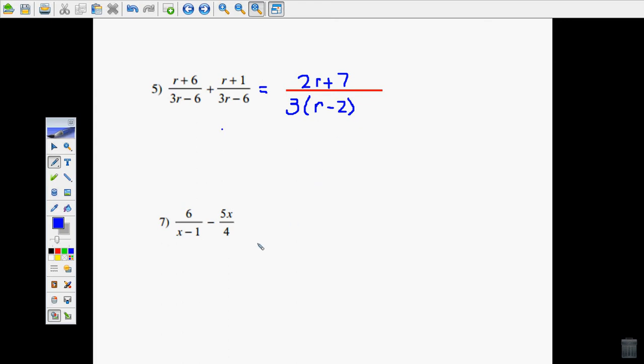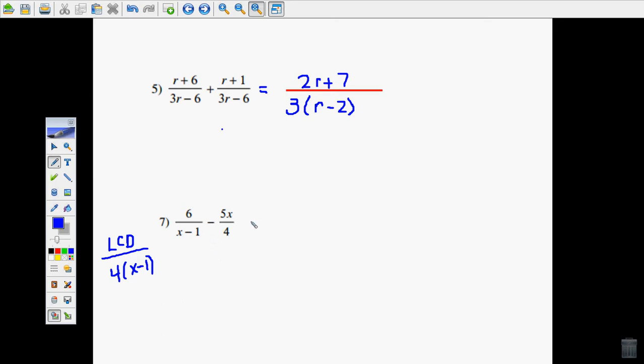All right, now we go down here to number 7, and two things are happening here. Number 1, this is now a subtraction problem, and also the denominators are different. So when we have different denominators, we need to come up with the least common denominator, LCD. It's kind of like making a combination of the denominators. In this case, because one denominator is x minus 1, we need that included in our denominator. And then the other one is a 4, so we're going to go 4 times x minus 1. All right, so that's what our denominator is going to look like.